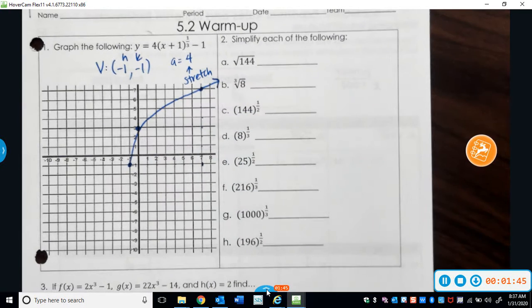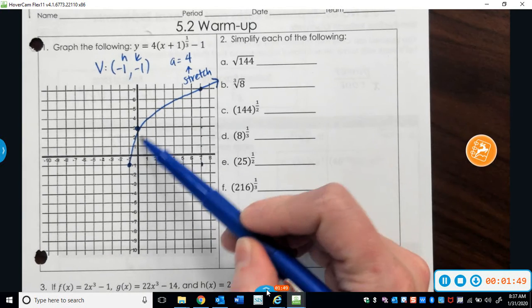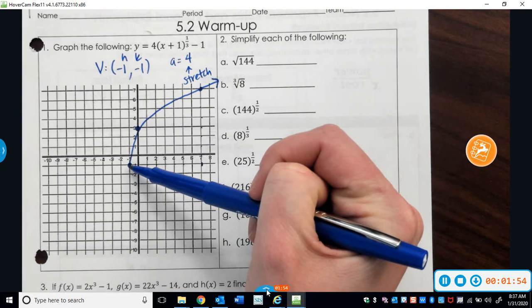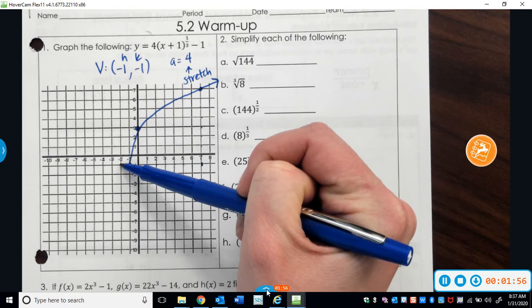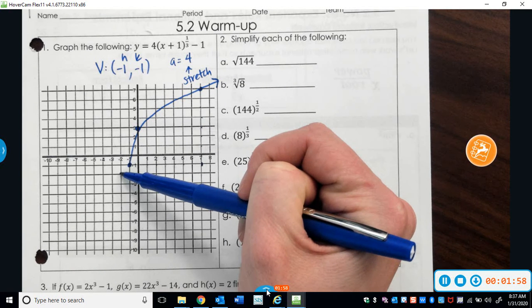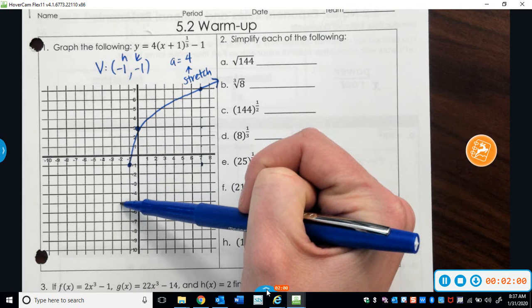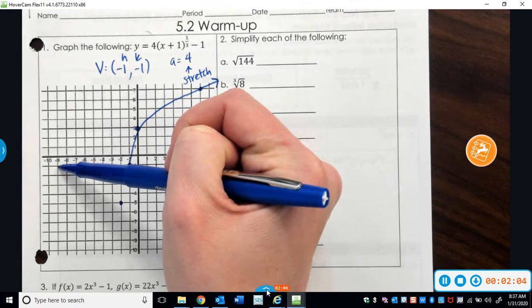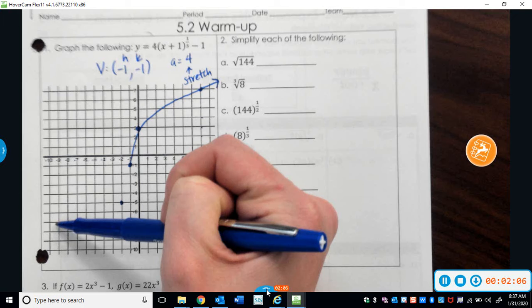Is that it for a cube root, or is there more? There's more. Okay, so the square root only has this branch. The cube root goes in both directions. So I would just recreate it on the other side as well. So normally if I go 1 space to the left, I go 1 down. I'm going to go 4 spaces down instead. 1, 2, 3, 4. And if I go 8 spaces to the left, I'm going to go 8 spaces down.